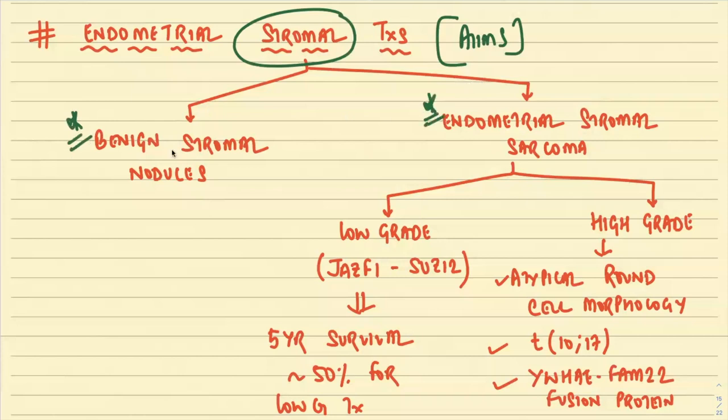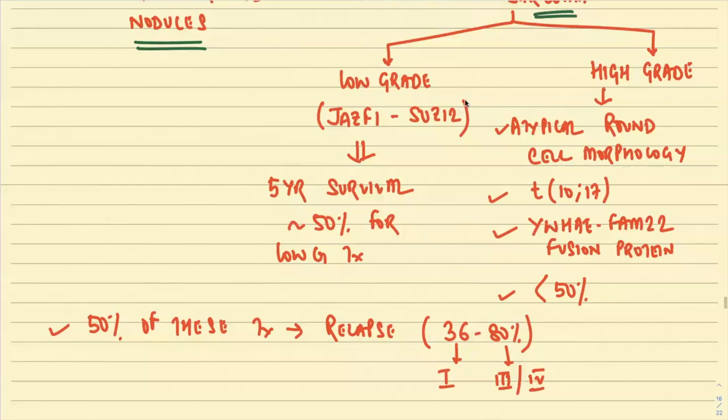So there are two things. Under the benign heading, we can have benign stromal nodules. And in case of malignant tumors, we have endometrial stromal sarcoma. Now endometrial stromal sarcoma can either be low grade or high grade. Low-grade tumors show a certain fusion protein, that is JAZF1-SUZ12. This is the fusion protein which is seen. And the five-year survival of this tumor is around 50% for the low-grade tumors.